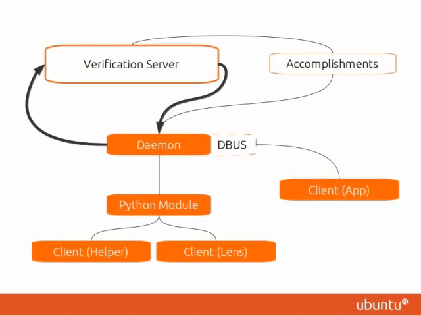Now, importantly, on the right-hand side, you can see another client, which is an application. So this is for the accomplishments on your computer. We also want an application to be able to say to the system, for example, you've passed level 1 in a particular game, so you should award a trophy to the user. So we present a dbus API in which people can do that as well.